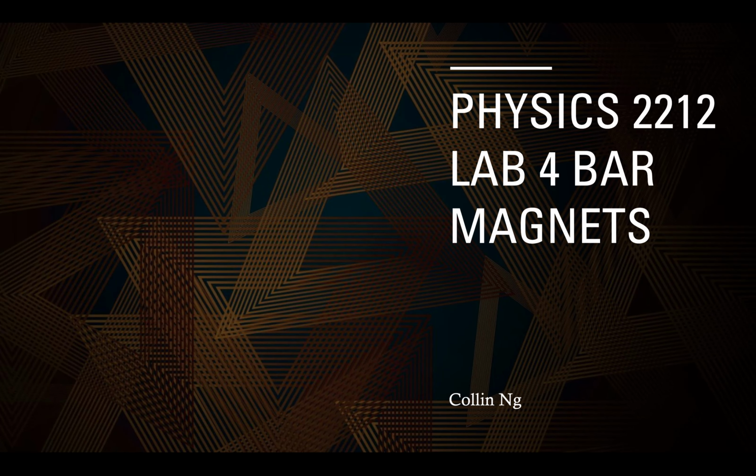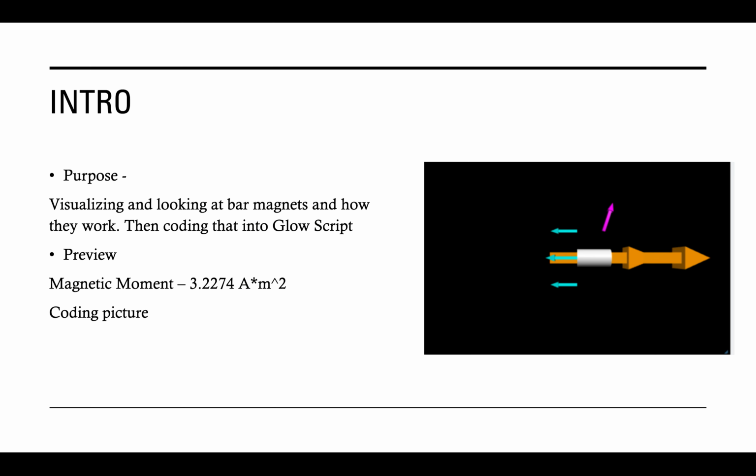This is Lab 4, bar magnets. So our intro, our purpose is to look at a bar magnet, see how they work, then code it into GlowScript. For my preview, I got a magnetic moment of 3.28 amperes per m squared. And this is a picture of our code.